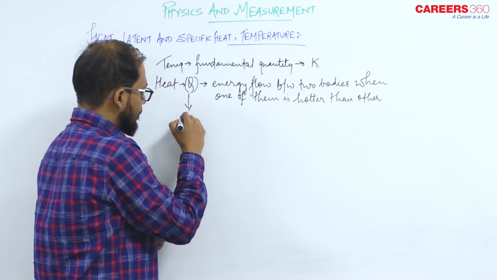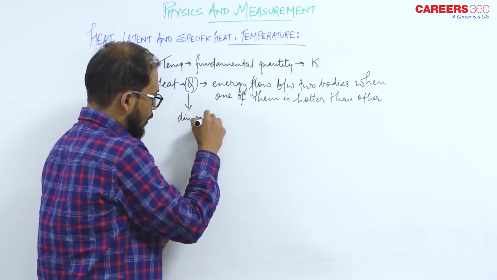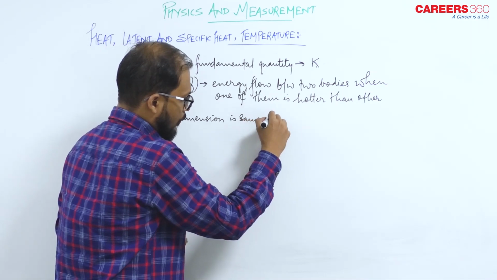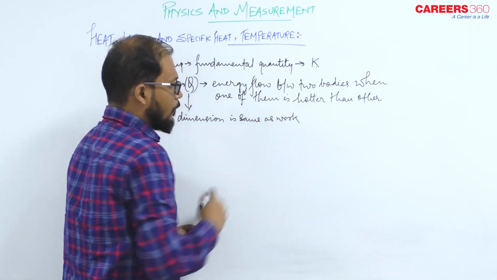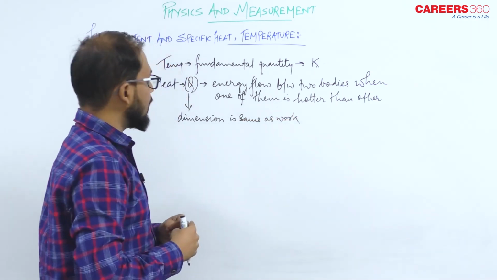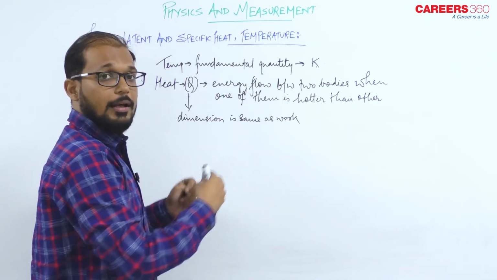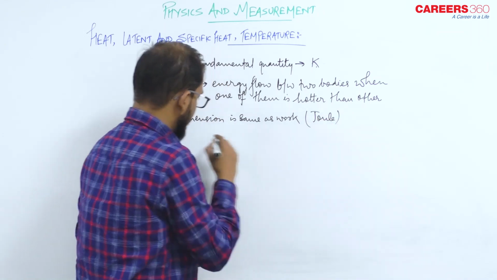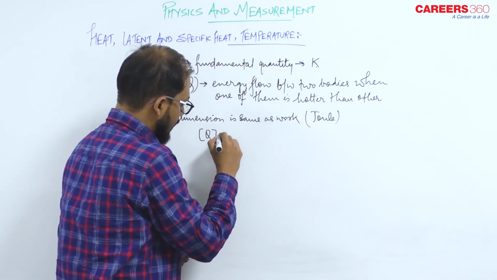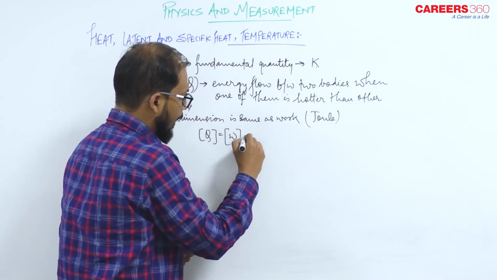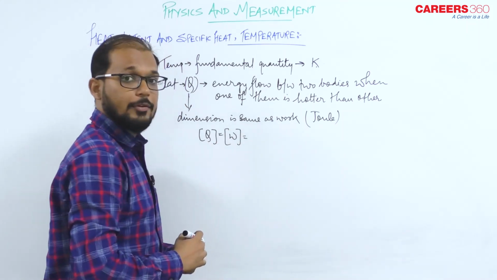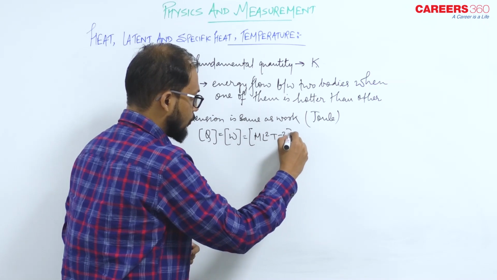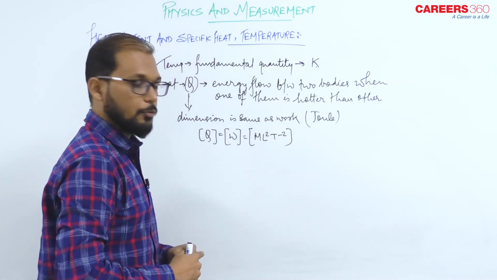Dimension of heat is the same as work. Why are the dimensions of work and heat the same? Because heat and work have the same unit, that is joule. And that's why the dimension of heat is the same as the dimension of work. We have derived the dimension of work, and it was M L^2 T^-2.